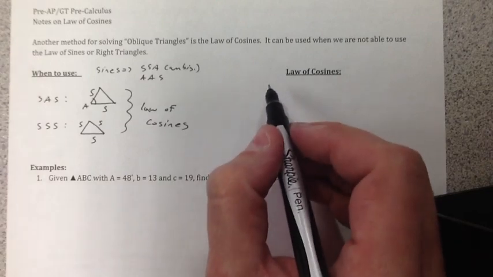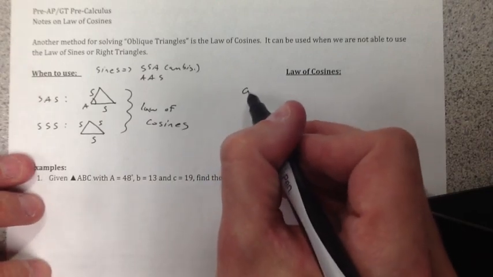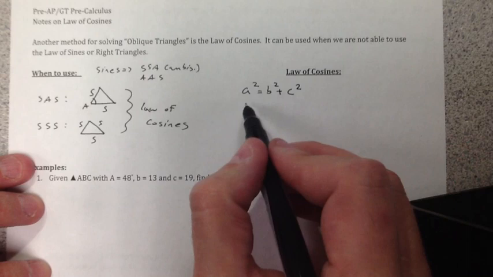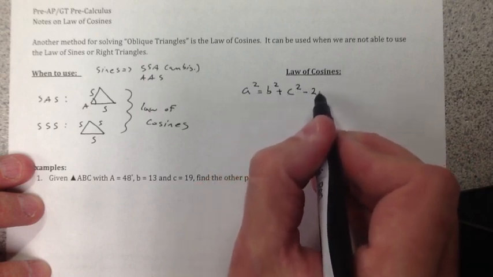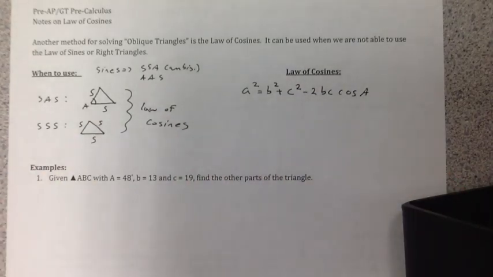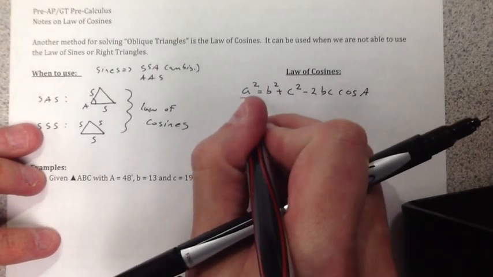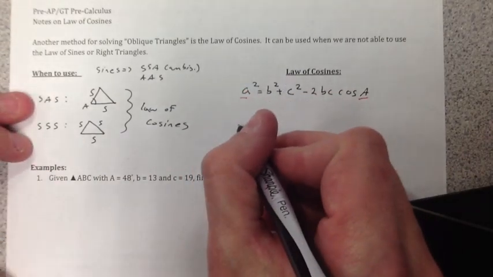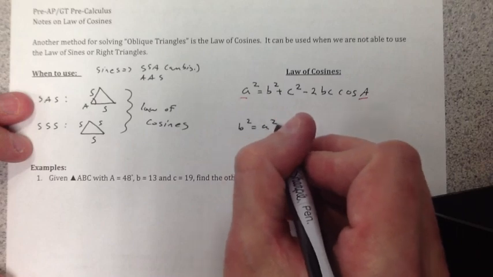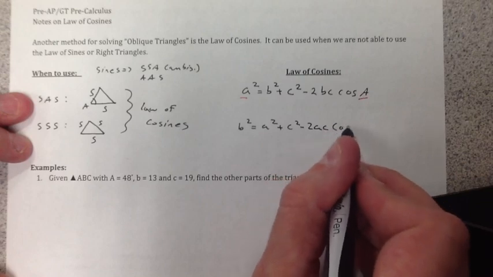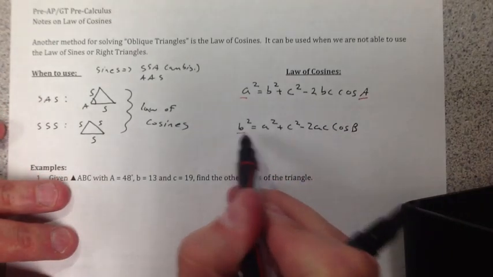Now, the law of cosines is a little bit longer. It says this: a squared equals b squared plus c squared, almost like the Pythagorean theorem, minus 2bc cosine of A. The one thing I want you to always notice, we're going to do 3 of these rules here, they're all basically the same, is that the angle and the side we're looking for are always going to be the same. Even if we did b squared equals a squared plus c squared minus 2ac cosine of B, same idea. These are going to be the same.